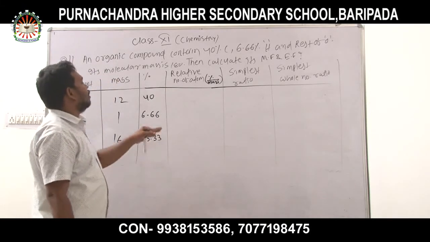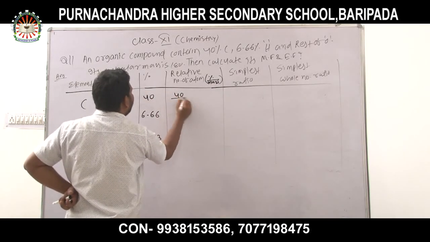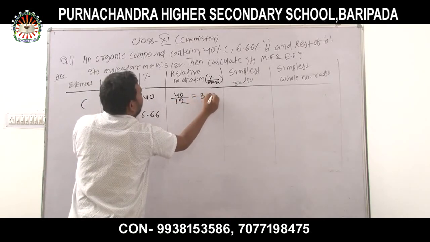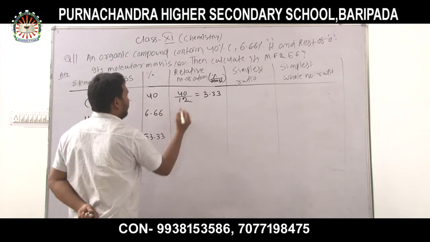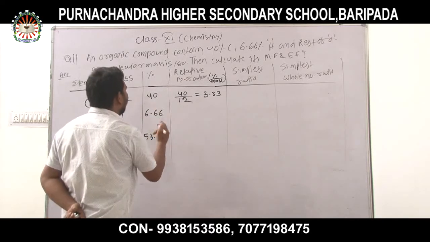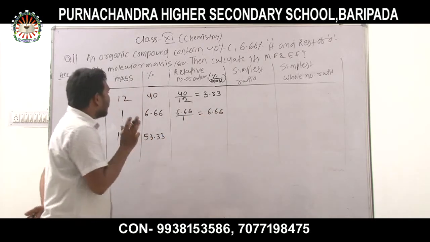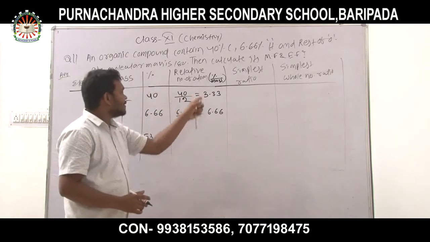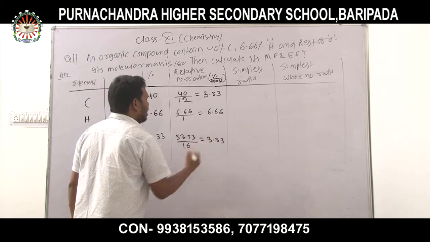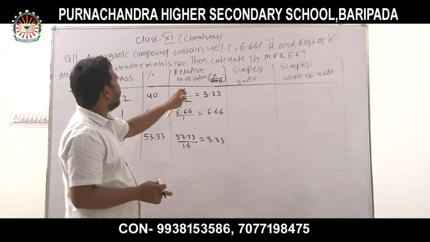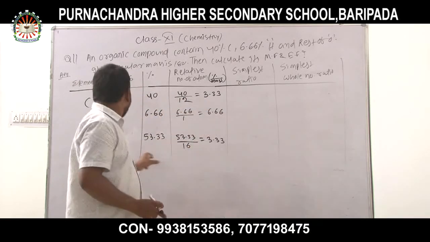Then the relative number of atoms. How can it be calculated? It is percentage by mass divided by atomic mass. For carbon, percentage 40 divided by mass 12 is 3.33. Similarly, for hydrogen, 6.66 divided by 1 is 6.66. For oxygen, 53.33 divided by 16 is also 3.33. So the relative number of atoms is: carbon 3.33, hydrogen 6.66 and oxygen 3.33.